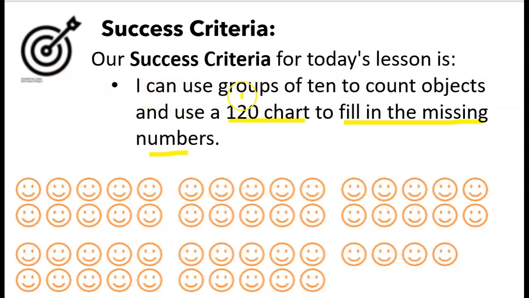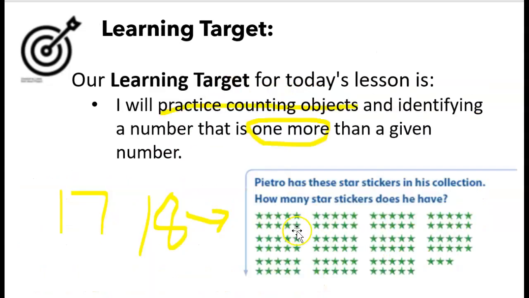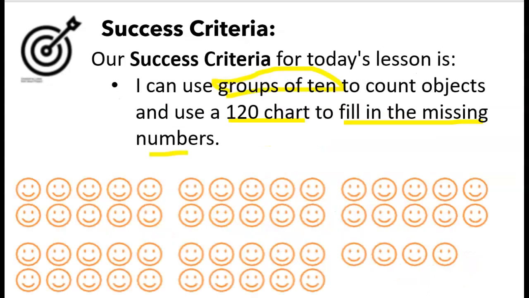But what is this? I can use groups of 10 to count. Oh, that's right. That's like the star activity that we did earlier. We counted by tens, 10, 20, 30, 40, 50, 60, 70, 80, 90, 100, 110, like that. So we're going to do that again, only with smiley faces, it looks like. Let's identify a group of 10. Oh, I see a group right here.